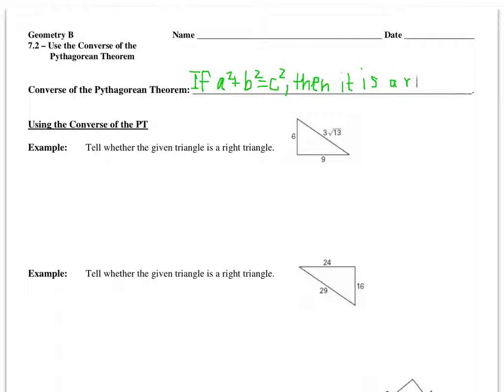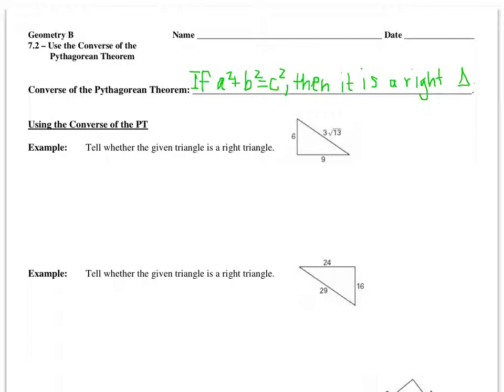is a right triangle. So before we said if it's a right triangle, then we know a squared plus b squared equals c squared. Now we're just doing the converse. So if you can say a squared plus b squared equals c squared, then you know it's a right triangle. So for our first example, tell whether the given triangle is a right triangle.